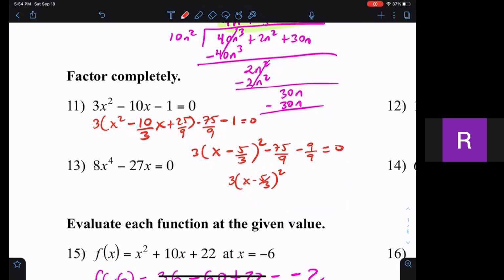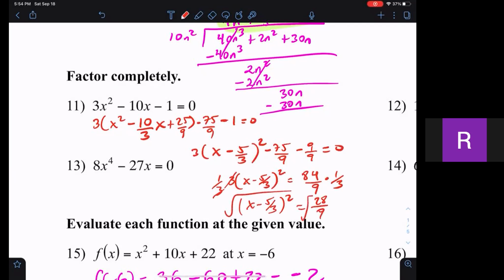And this is going to be negative what? 85, 84. 84, so I'm going to put it on the other side. So it's going to be 84 over 9. I need to multiply by 1/3. This cancels out. X minus 5 thirds squared. I don't know why this problem is getting too hard. Okay, so 84 divided by 3, that's 28 over 9.